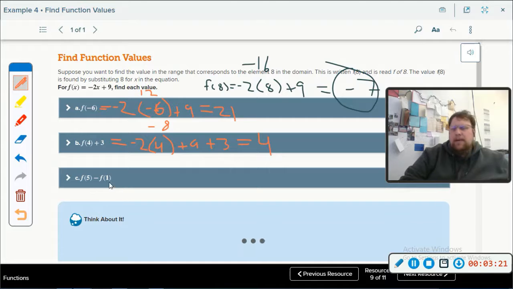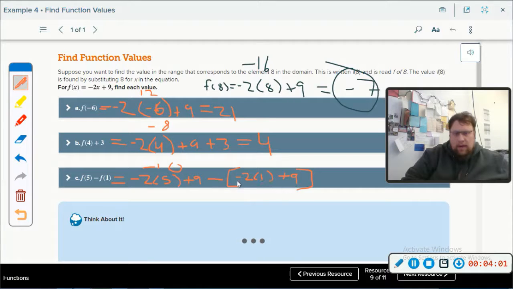We showed an example like this last time we met, but f of 5 minus f of 1 is going to equal. So my f of 5 is negative 2 times 5 plus 9. And then we're going to subtract, and whenever you subtract, we need to make sure we put the whole thing in brackets. F of 1 is negative 2 times 1 plus 9. So over here, negative 2 times 5 is negative 10.